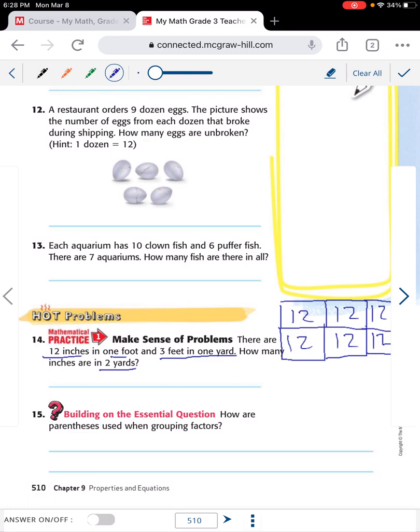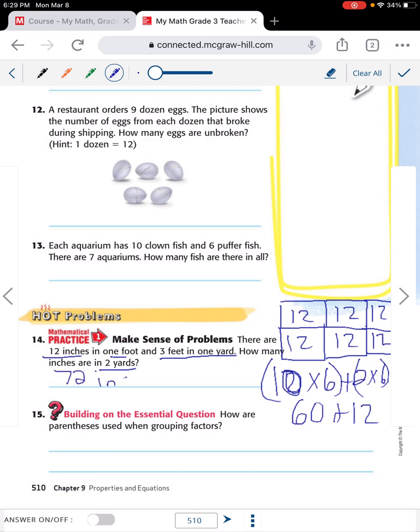Well, that might be a little tough for you. So we break it down by using the decomposition idea for the distributive property. So instead of 12, we're going to say 10 times 6 plus 2 times 6. And we use 10 and 2 because 10 and 2 equals 12. So 10 times 6 is 60, plus 2 times 6 equals 12. 60 plus 12 is 72 inches.